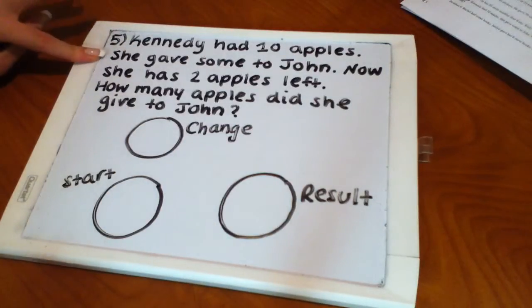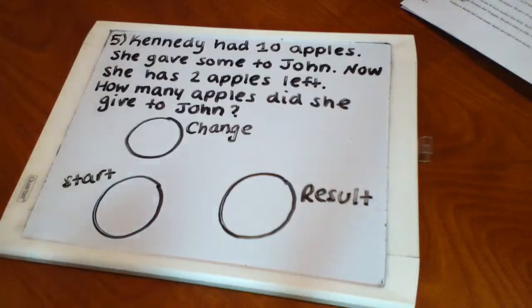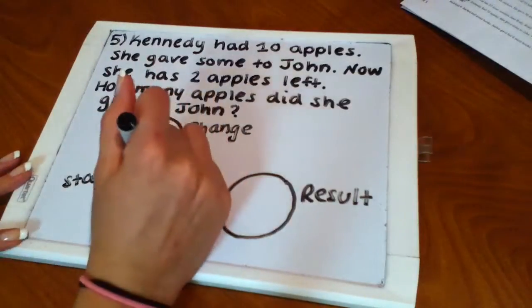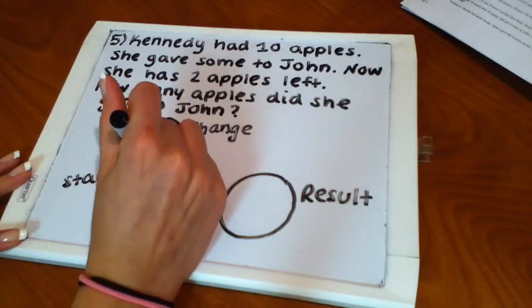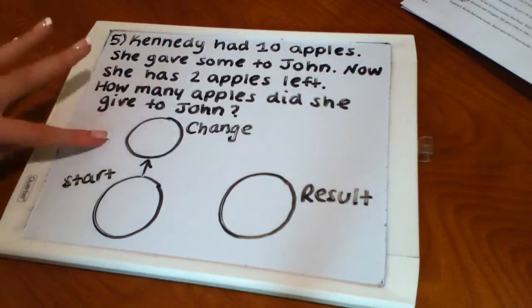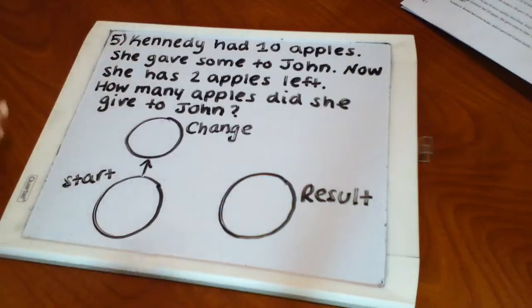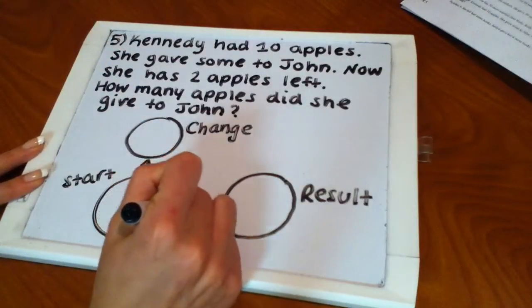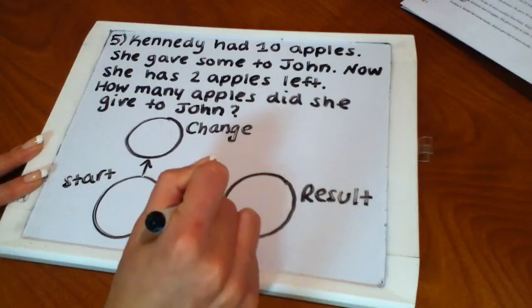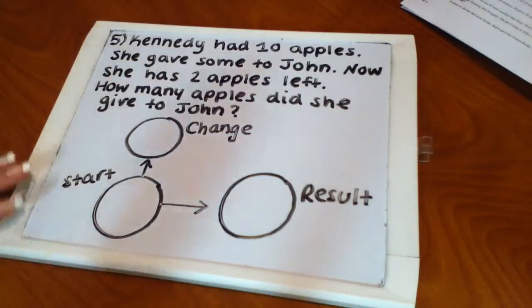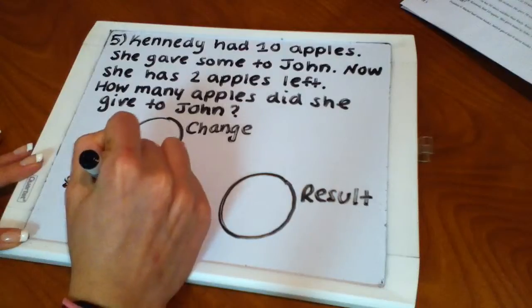See, it says here she gave some apples to John. So therefore, since a change is going to happen to our starting point, we're going to make an arrow going from the starting point to the change. And then that is going to give us a result. So we're going to draw another arrow to our result. So for this problem, our starting point is 10 because it says Kennedy had 10 apples. So place the 10 right here.